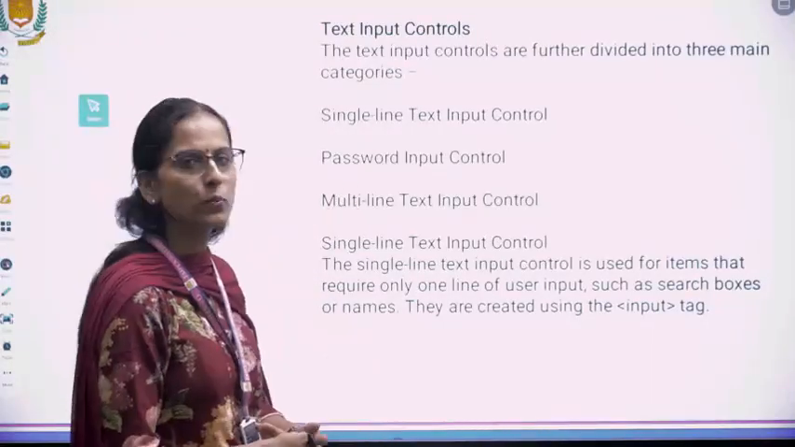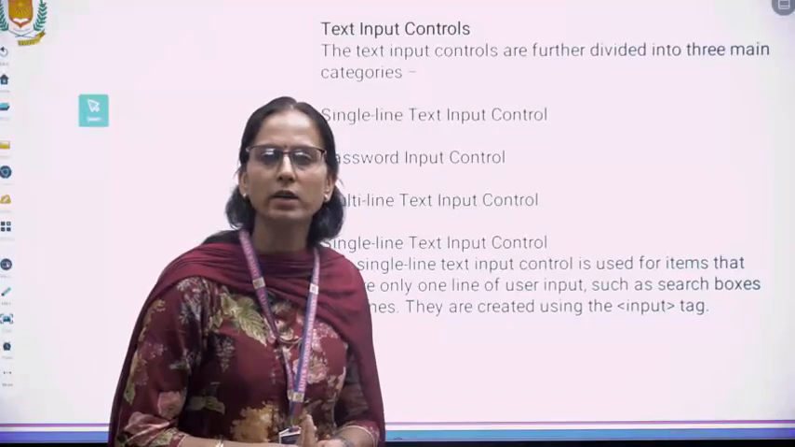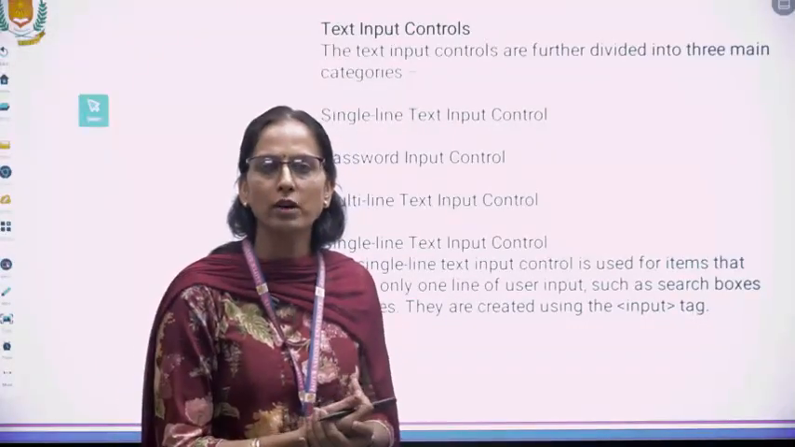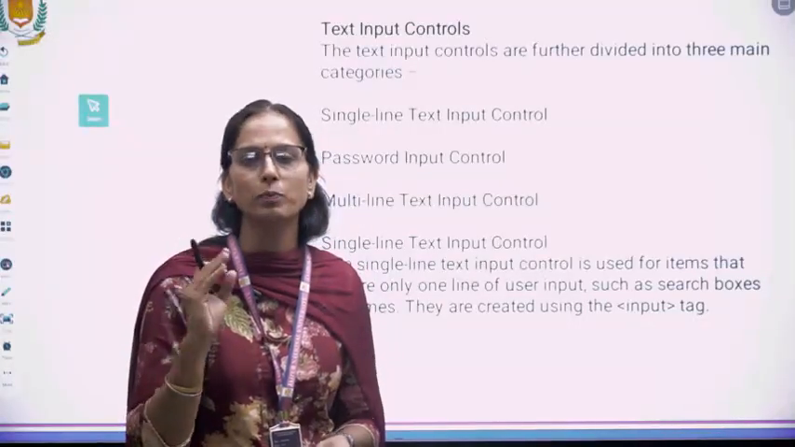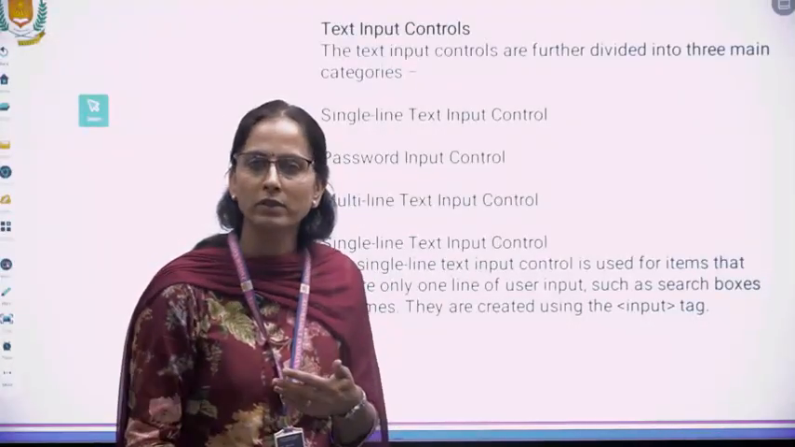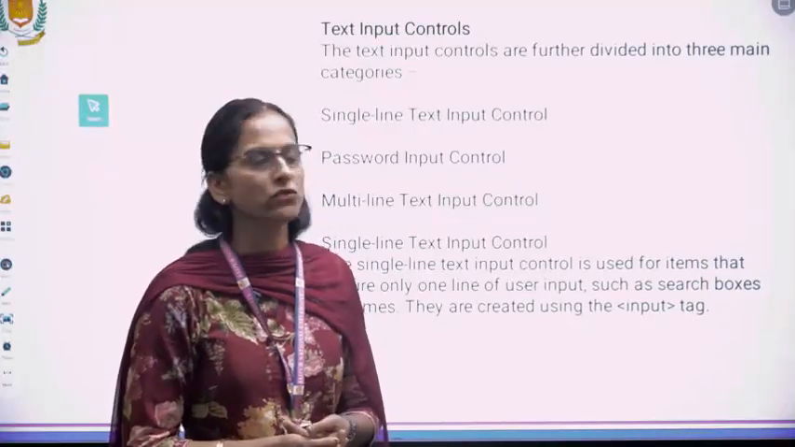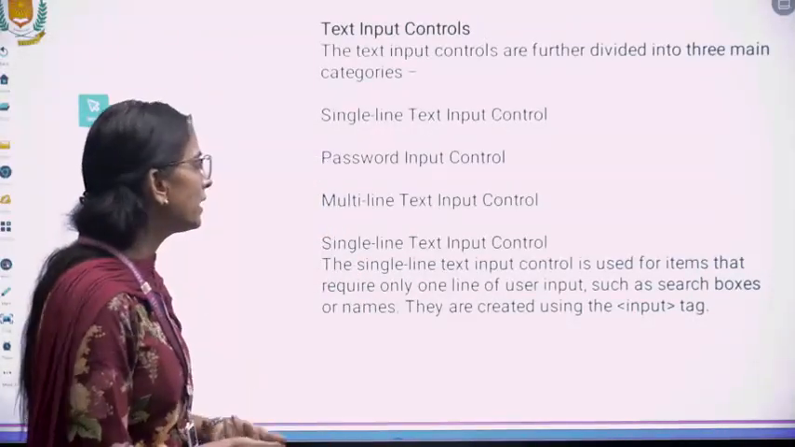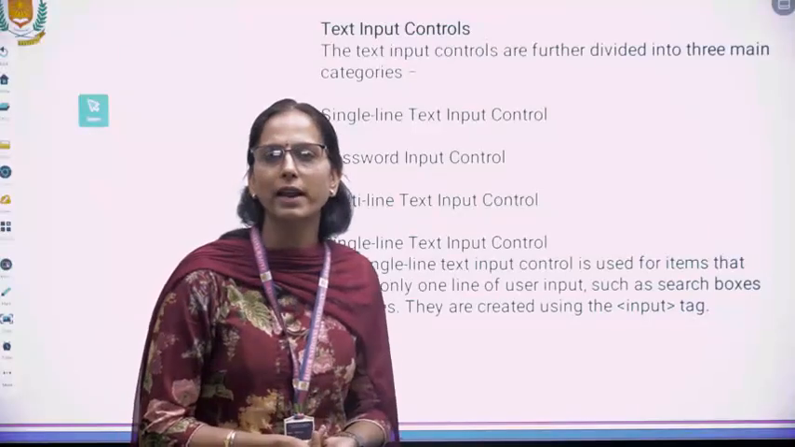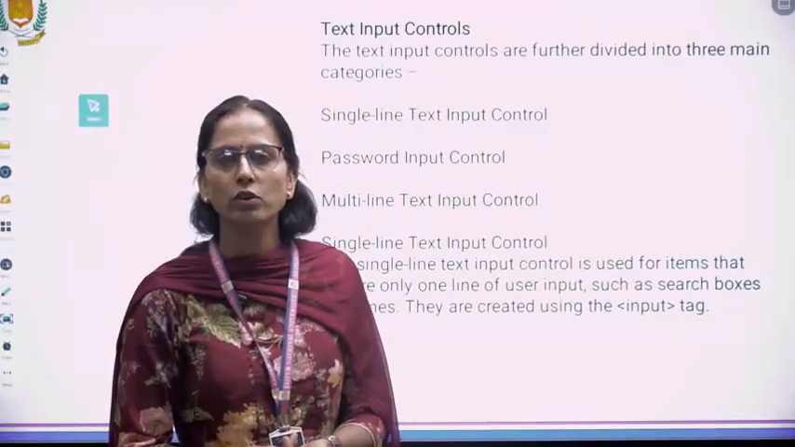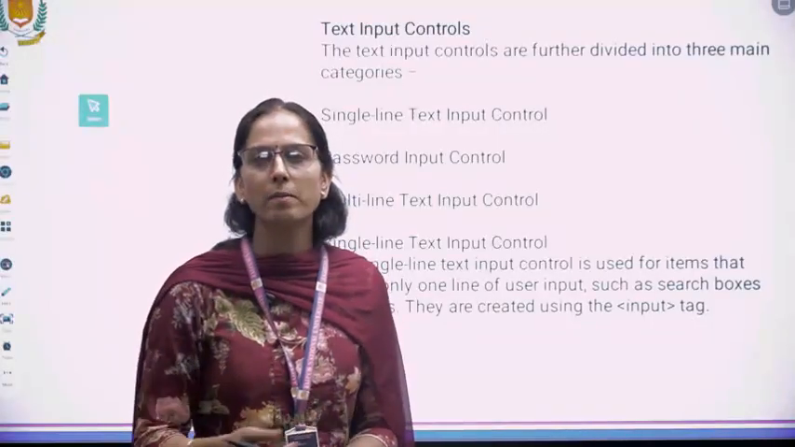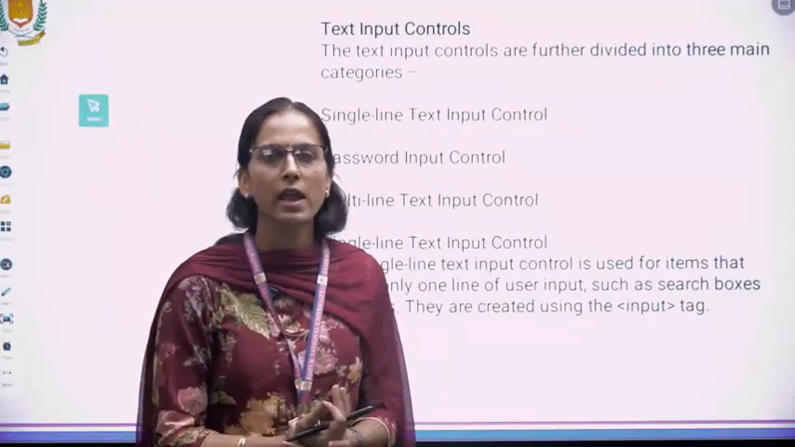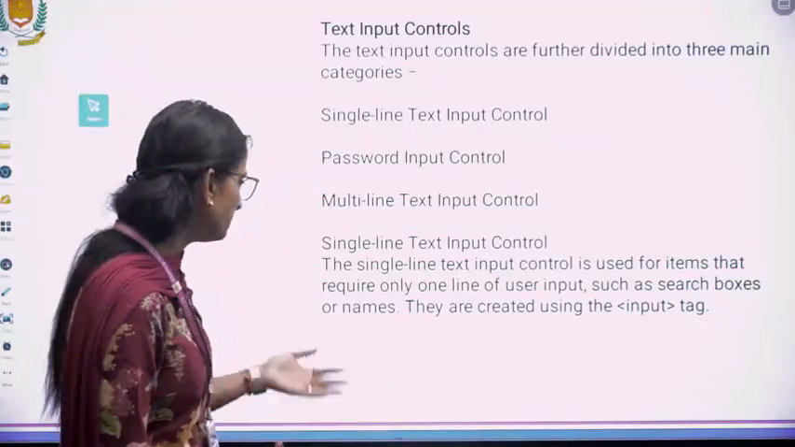Then we have the password. If we take the password input control, you will get a single line text box, but your characters will not be visible. It will be shown with asterisks. Then we have the multi-line text box. These are also known as text areas, where you can write feedback, remarks and lengthy sentences as and when required.